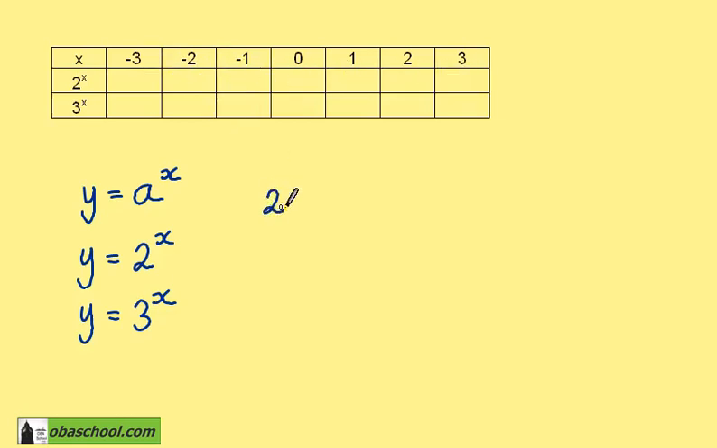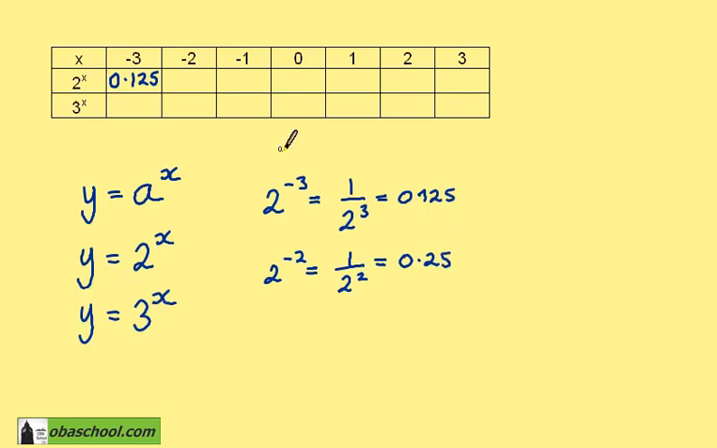Consider first 2 to the minus 3. We know this is 1 over 2 cubed, which is an eighth, or 0.125. 2 to the minus 2 is 1 over 2 squared, or a quarter, 0.25. 2 to the minus 1 is a half, which is 0.5 as a decimal.